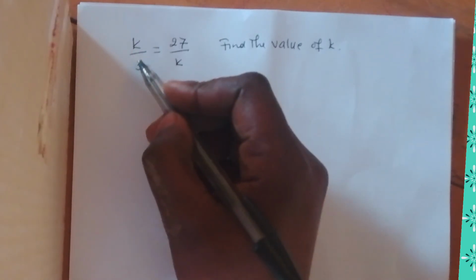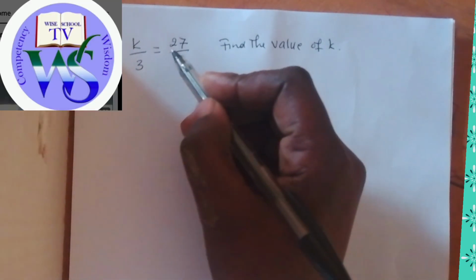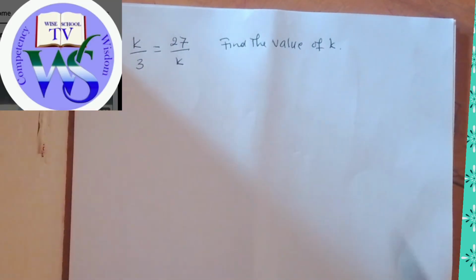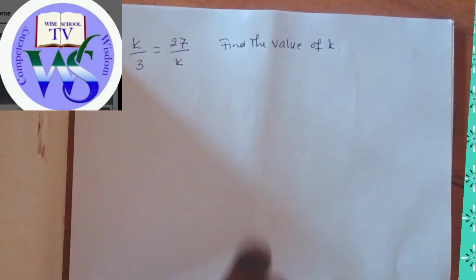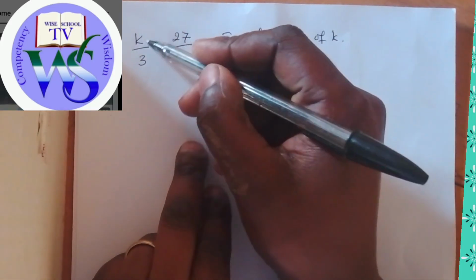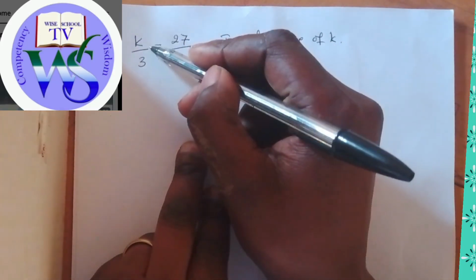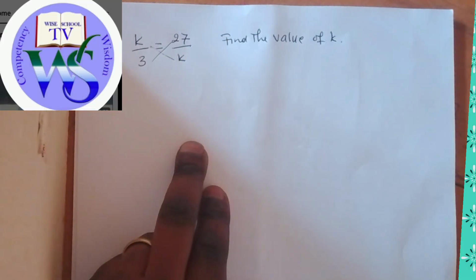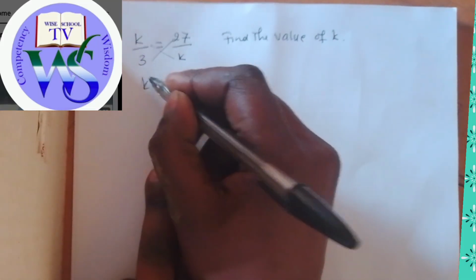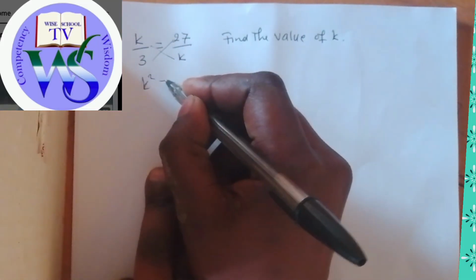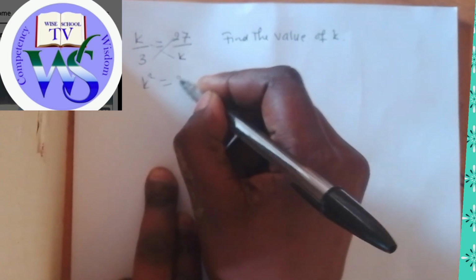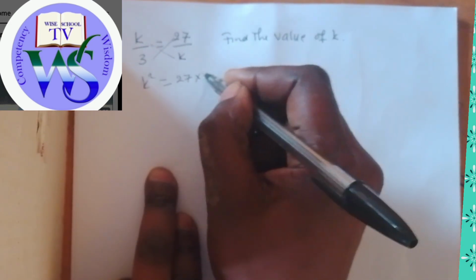So k over 3 is equal to 27 over k. So find the value of k. How to solve this? To solve this, we use the cross product. When we use the cross product, we get k squared is equal to 27 times 3.